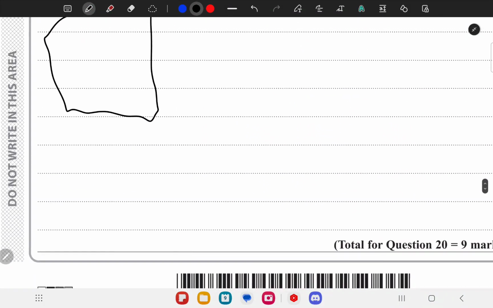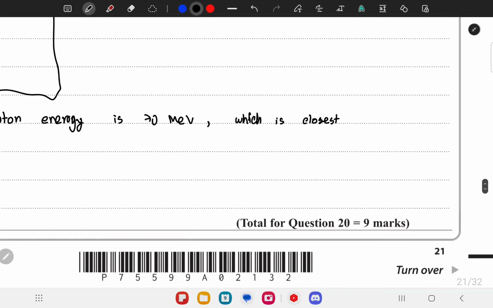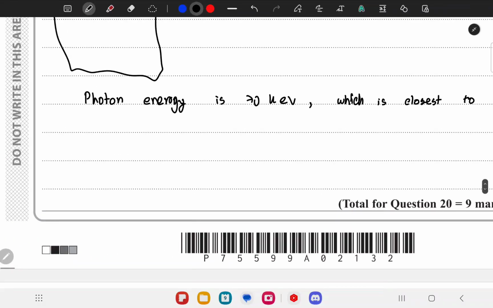and then you write the conclusion that photon energy is 70 kilo electron volt, which is closest to 80 kilo electron volt. It's kilo electron volt, not mega. So the source is 133 xenon.